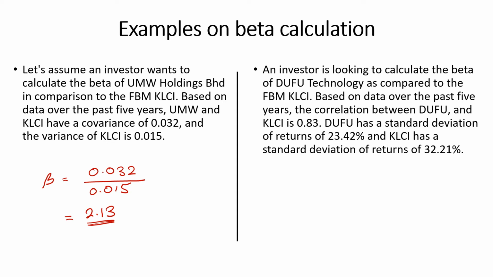DuFu has a standard deviation of return of 23.42% and KLCI has a standard deviation of returns of 32.21%. So to find beta, you need to divide the standard deviation of DuFu by the standard deviation of KLCI.